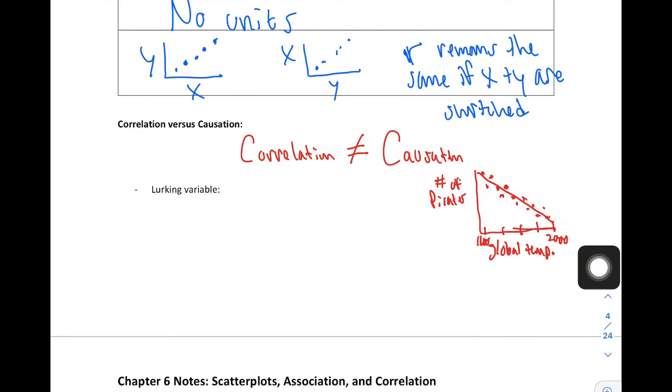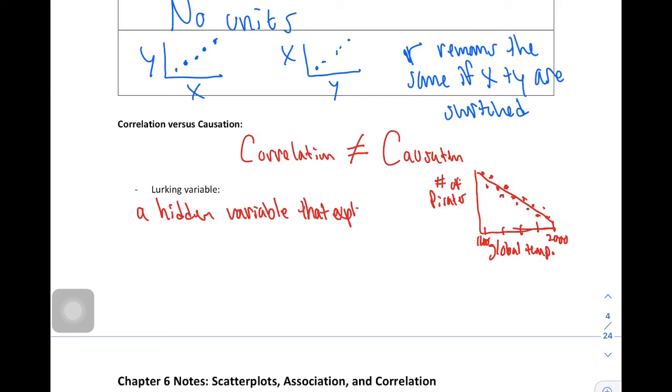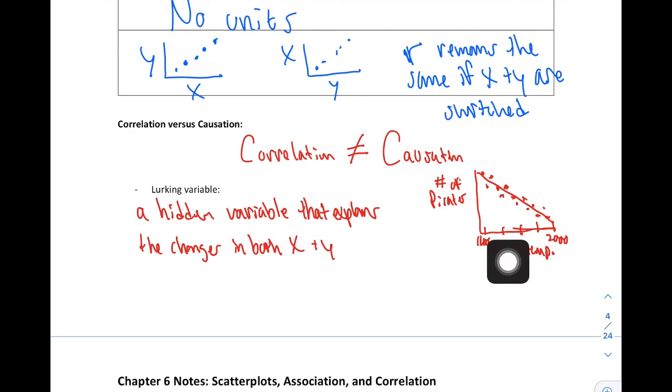So that's why you have to be very careful with stats. Just because things are correlated does not necessarily imply that they are caused by each other. And the reason for that is there could be something called a lurking variable. It's kind of like a hidden variable that explains the changes in both x and y. So it could be a hidden variable or variables.